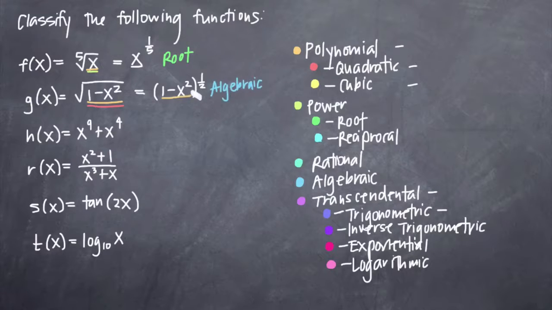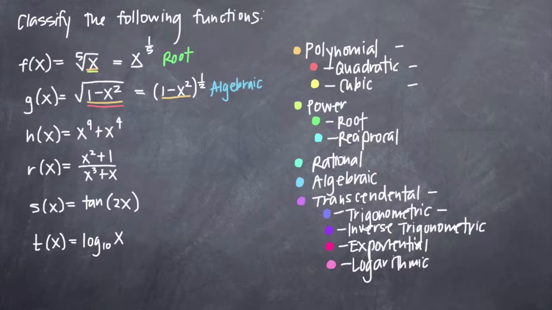And algebraic functions are those that take a polynomial and construct the function using only addition, subtraction, multiplication, division, and taking square roots. And as you can see, we've started with this polynomial, and all we've done to it is take its square root, which is why we can classify this as an algebraic function.